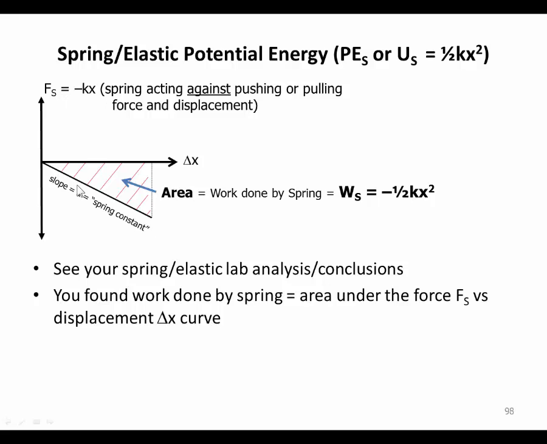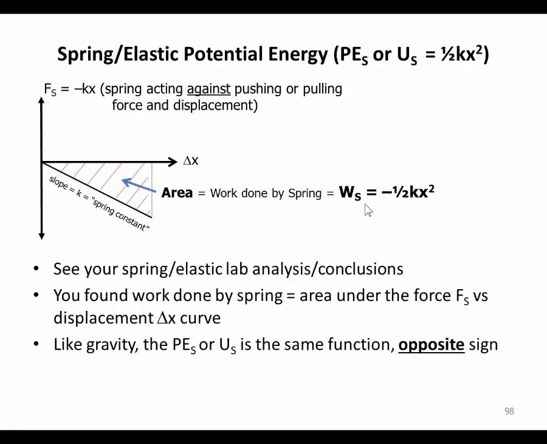We found that the slope of this curve is F equals minus kx, and we took the area, multiplied by delta x and took half because it's a triangle, and we got the work done by a spring is negative 1/2 kx squared. And remember, just like gravity, the potential energy due to the spring, we're storing energy when we compress it or stretch it. And so we are increasing the energy even though we see a negative work done.